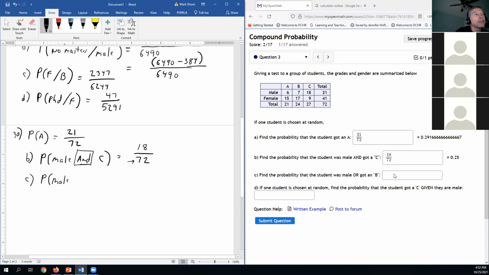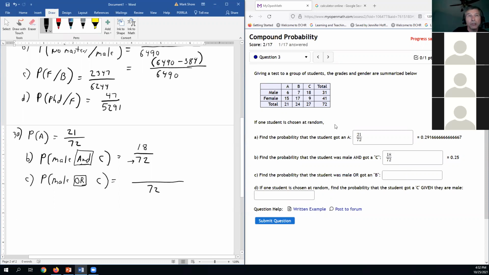Not the word male, the word or. That's the key word right there. Probably that the student was male or got a C. So there's nothing about given that the student is female or given that the student got a C. The word given or out of is not in there. It's just out of all the students. So the bottom number is definitely 72. Okay, no word given on part C. So the bottom number is 72, the grand total.